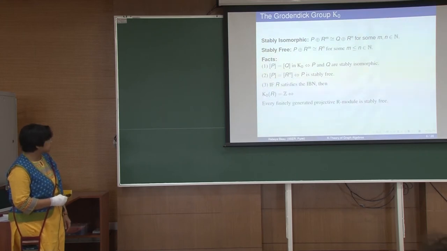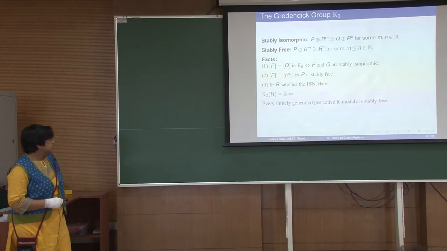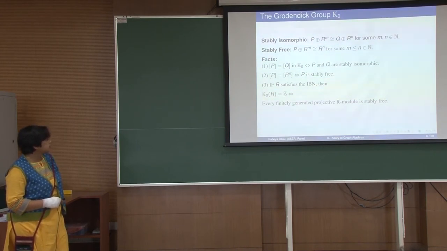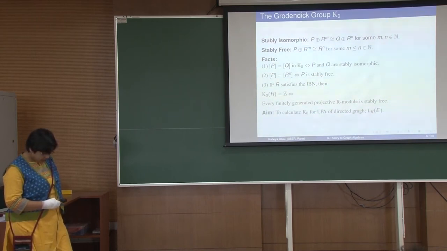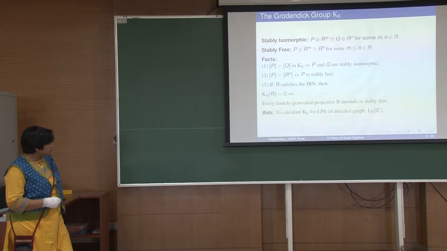If R satisfies the invariant basis number property, then one can show that K-naught of R is the group of integers if and only if every finitely generated projective R-module is free. Our aim is to calculate K-naught for Leavitt path algebras of directed graphs. If E is a directed graph, we want to calculate K-naught of L_K(E).